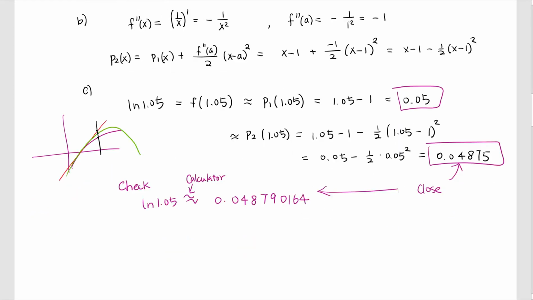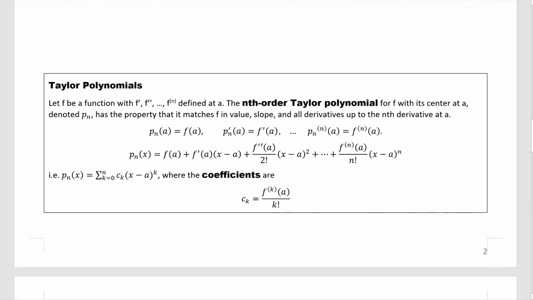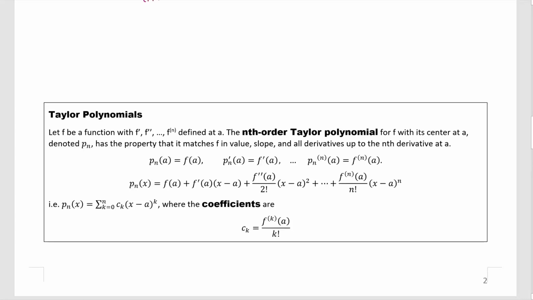Okay, so let's continue. In general, not only the quadratic approximation, we can have higher order approximations. So let me introduce the Taylor polynomial. Let f be a function with f prime, f double prime, and the nth derivative defined at a.